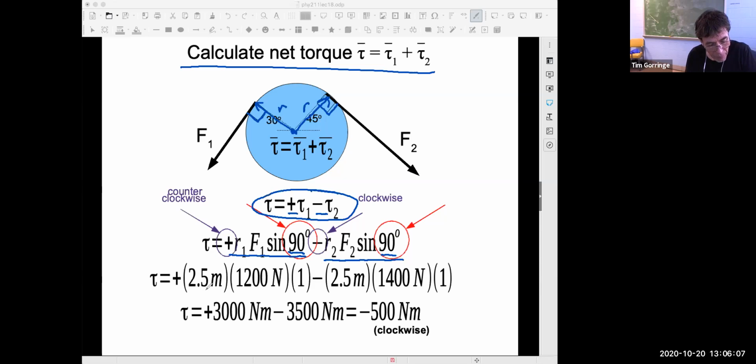Okay, so at that point, I can plug in all the numbers, the radius of the merry-go-rounds, the sizes of the forces, and the sines of 90 degrees. And hey presto, here's the answer. It's 3,000 Newton meters for the force on the left, minus 3,500 Newton meters for the force on the right. So the torque from the force on the left is slightly smaller. The torque from the force on the right is slightly bigger. And so the net torque, they mostly cancel out, but the net torque is in a clockwise direction, in what we call the negative direction.